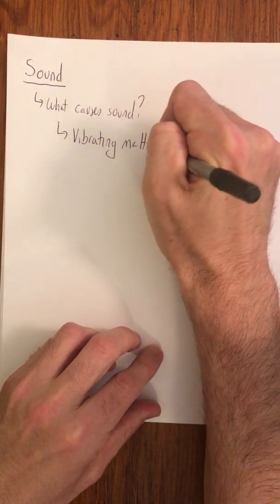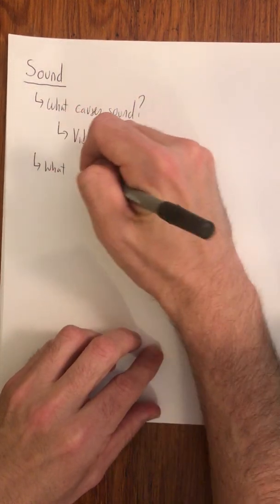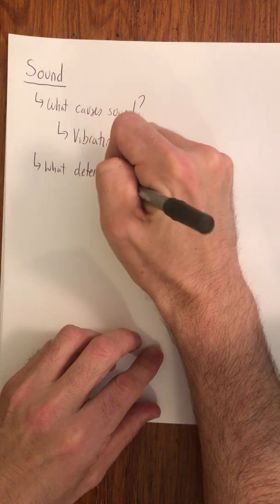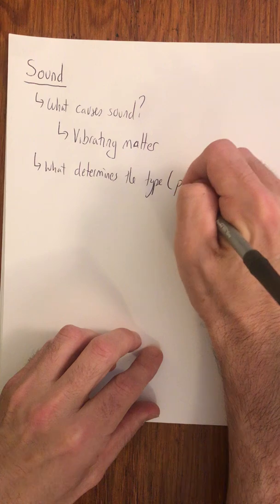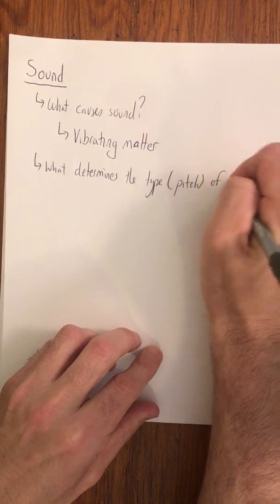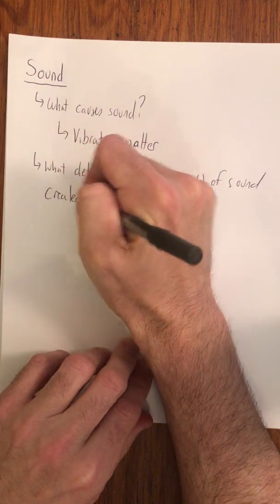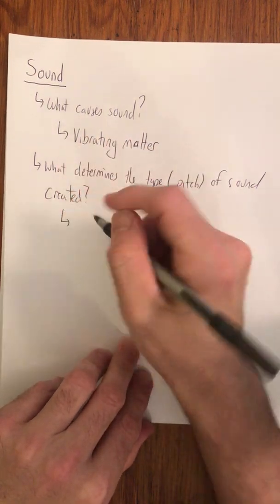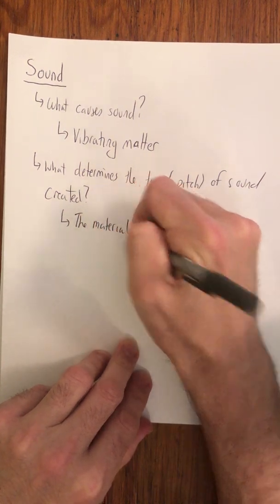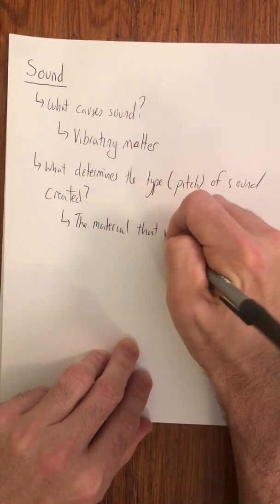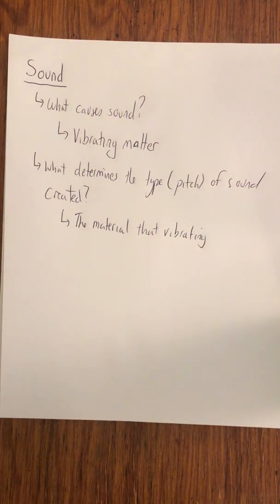Okay. And then our second question is, what determines the type, and by type here we mean pitch, of sound created? And what we determined then was the material that's vibrating was going to be the first thing. Now, what about that material? That's a little bit more complicated, the question.